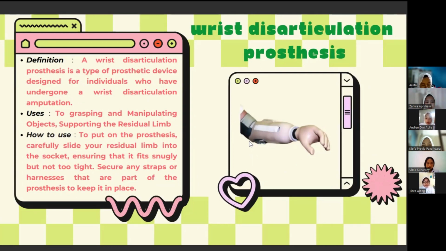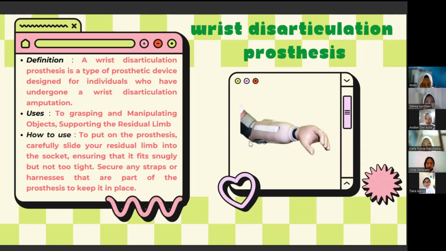How to use: to put on the prosthesis, carefully slide your residual limb into the socket, ensuring that it fits snugly but not too tight. Secure any straps or harnesses that are part of the prosthesis to keep it in place.